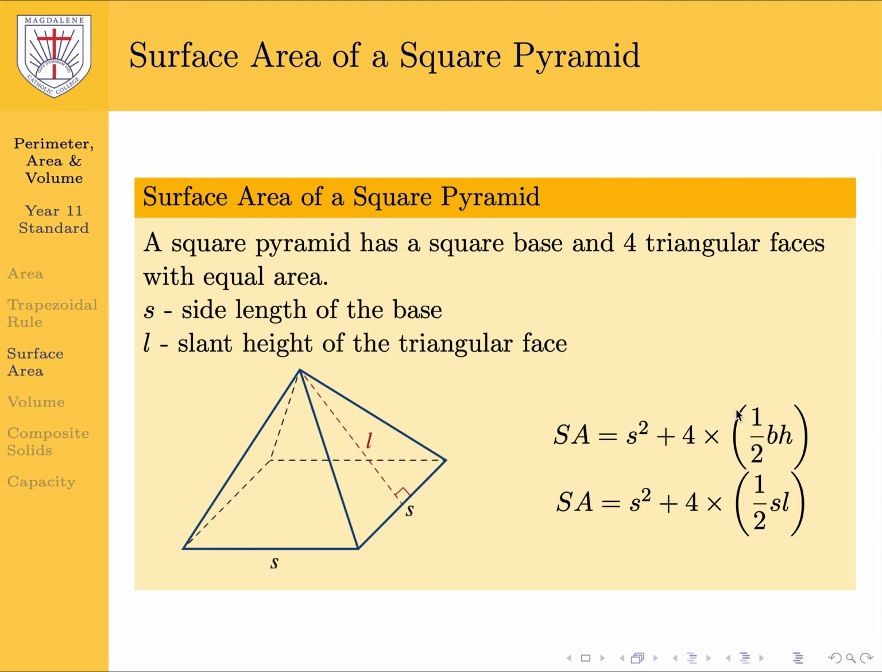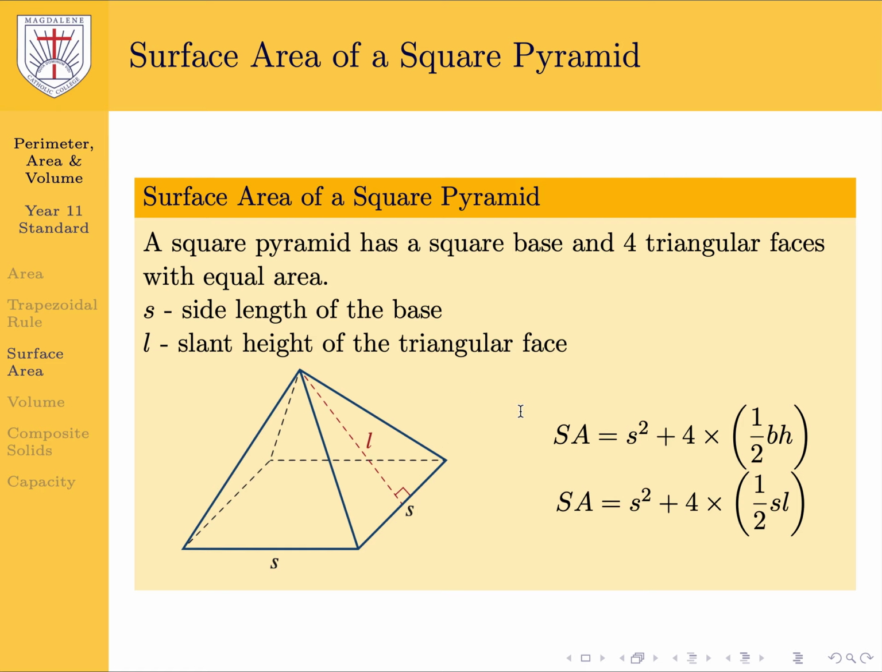So when we're talking about the surface area of a square pyramid, a square pyramid has a square base and 4 triangular faces with equal area. So for this diagram, we've got S as the side length of the base, and I've got this cursive L, which is the slant height of the triangular face.